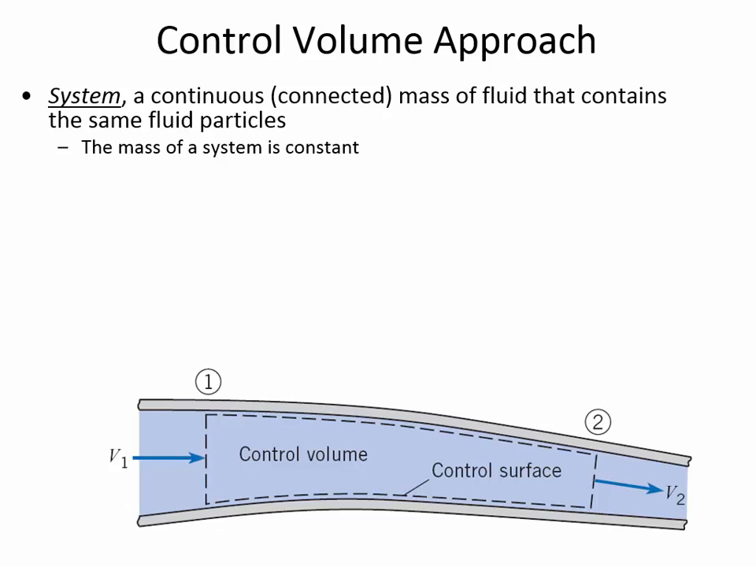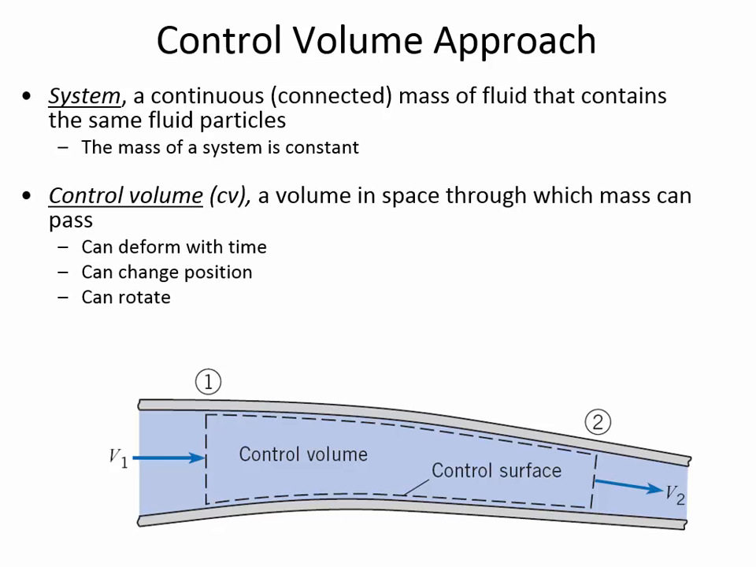But the mass is constant because we define our system as a certain amount of water. What the control volume approach is used for is to keep track of where that water is over time. To do that, we first define a control volume, which is some sort of an enclosed space that the system may be contained within or flowing through.